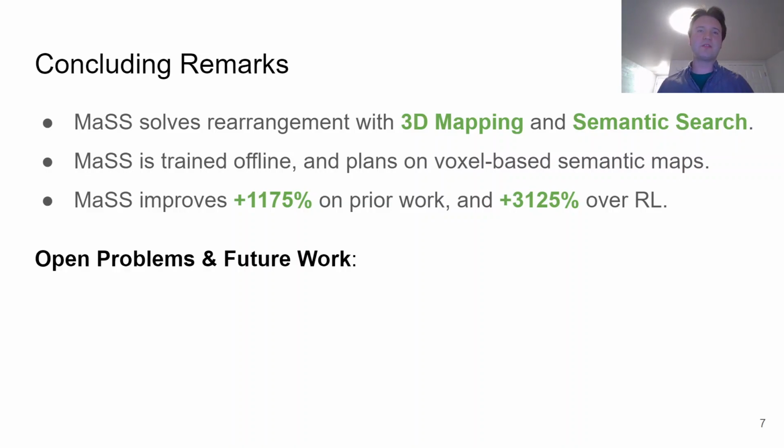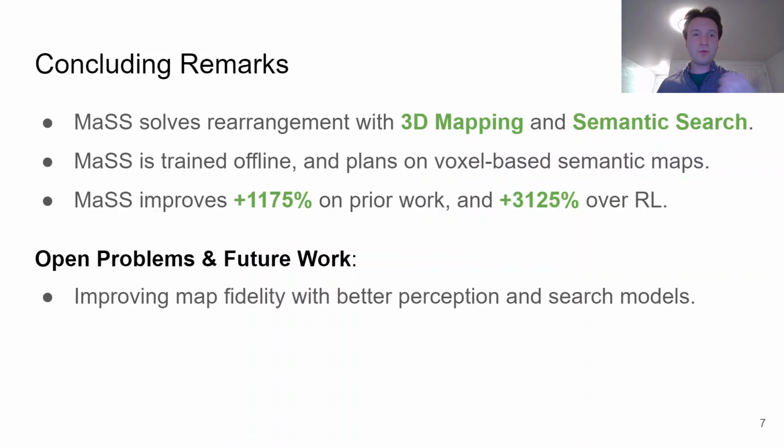The success of MaSS on the rearrangement challenge suggests a few directions for future work. First, we observe that MaSS significantly benefits from expert perception and search models. Improving map fidelity with better models is therefore an important way to further improve the efficiency of MaSS.